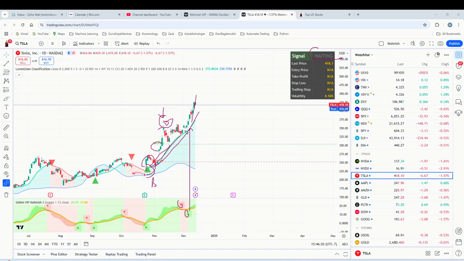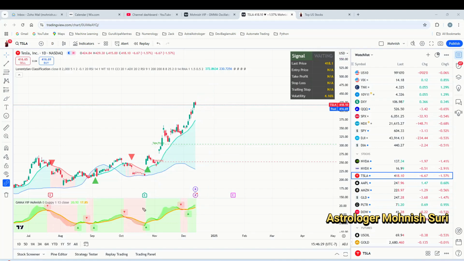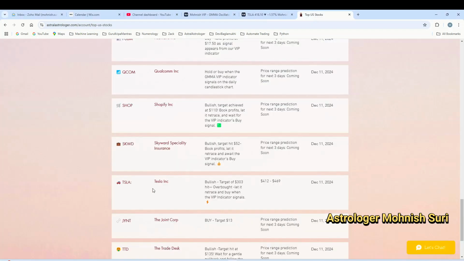Now, this is already bullish. It can go a little bit down, red here, but the moment green comes in here, it will go more upwards. So this is what Tesla is doing, and we know it's going very strong and bullish. Our algorithm is also predicting that the range would be 412 to 469 for the next 4 days.